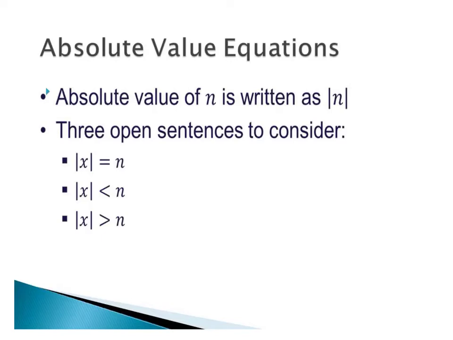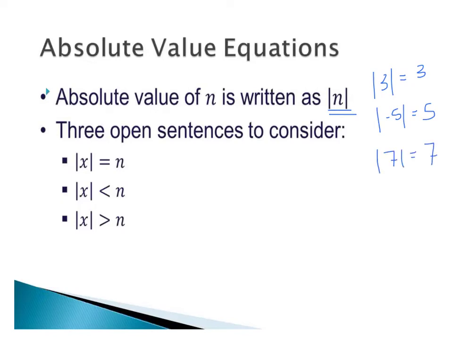So the absolute value of a number is always written in two vertical bars. So here we have the absolute value of n. And just as some examples, what is the absolute value of 3? Or how far is 3 from 0? It is 3. What about the absolute value of negative 5? It is 5. The absolute value of 7 is 7.